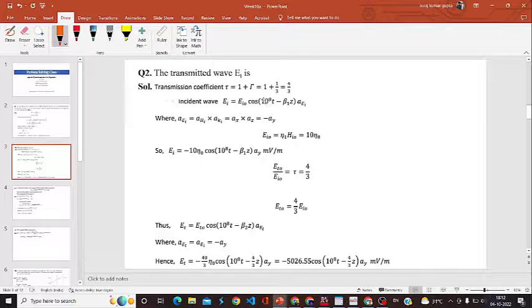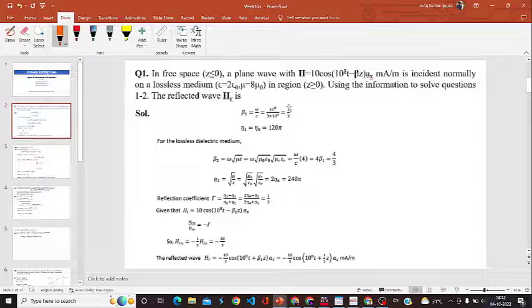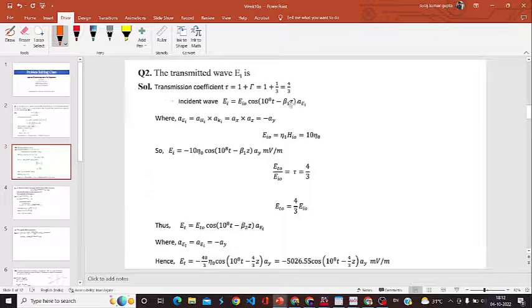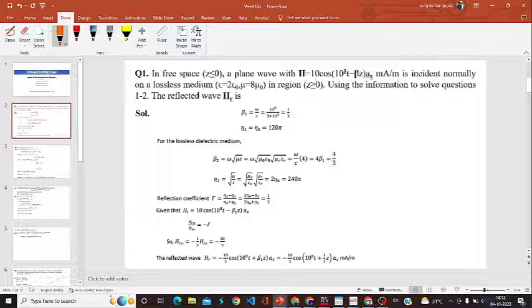This shows that the frequency of the electric field as well as the magnetic field will remain the same, that is 10 raised to the power 8 radian per second, whereas the phase constant beta, which we found in our previous problem, will remain the same, and also the direction in which the wave is propagating will remain the same, that is the positive z direction. But the difference is that here the amplitude as well as the direction of the electric field, meaning the polarization of the electric field, will be different from the amplitude and the polarization of the magnetic field.